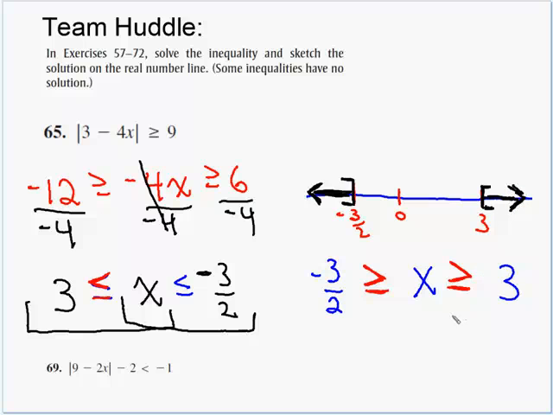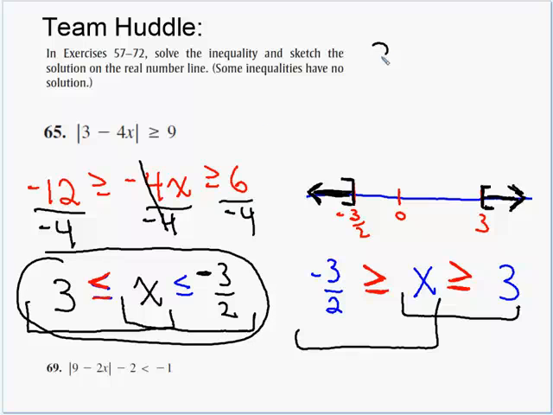And you could get the same thing from here. x is greater than 3 would be the first part. And then x is less than negative 3 halves, or negative 3 halves is greater than x, would still give us this. Just when you're doing your graph, if you get an answer like this, don't put 3 on the left and negative 3 halves here. That just doesn't make sense on a number line.